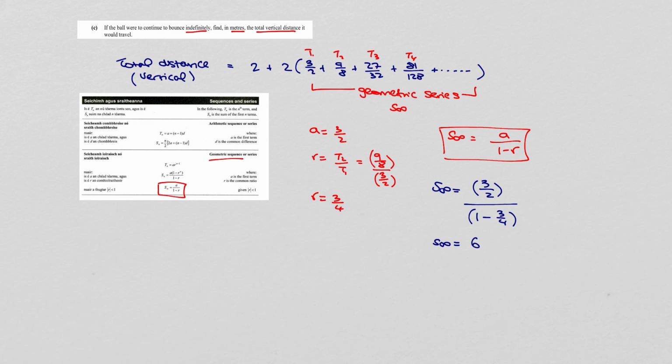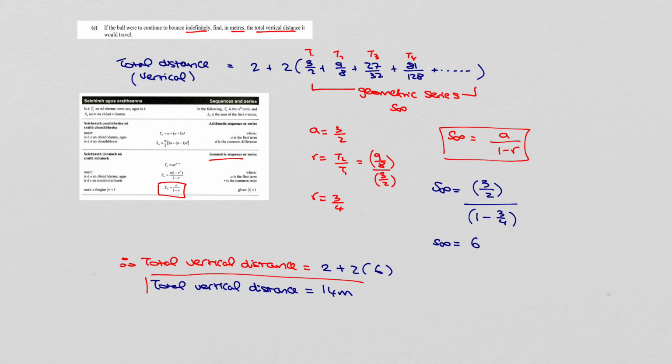So therefore our total vertical distance is going to be equal to 2 plus 2 times our sum to infinity, which is 6. And therefore that gives us a total distance of 14 metres. And that's the total vertical distance. It's a nice little question, that. So we had 10 marks, and that was going to be 0, 4, 8 and 10.